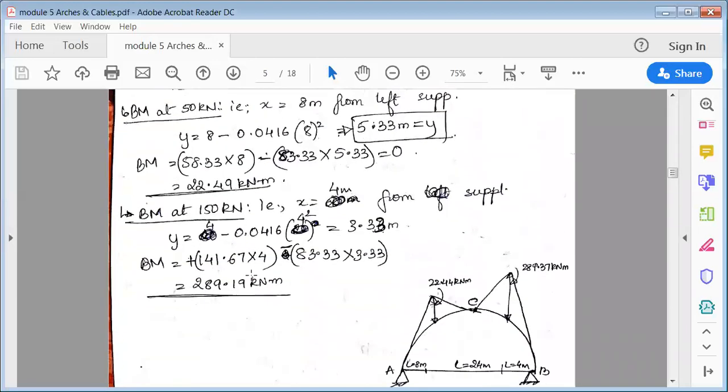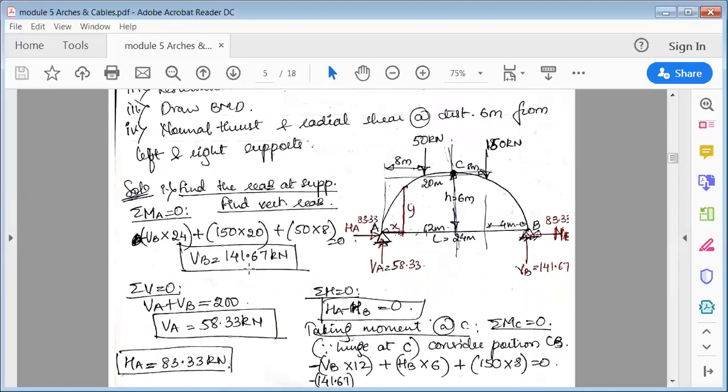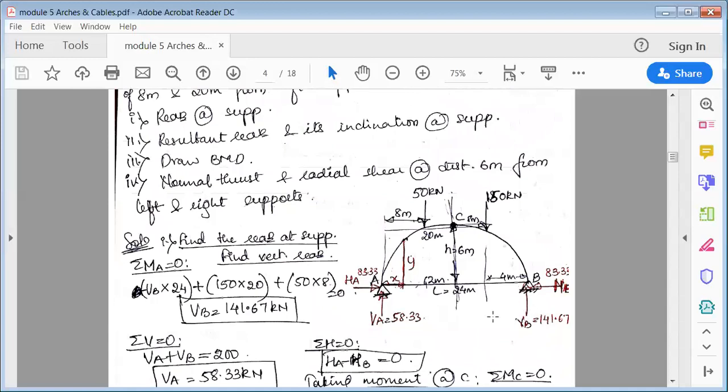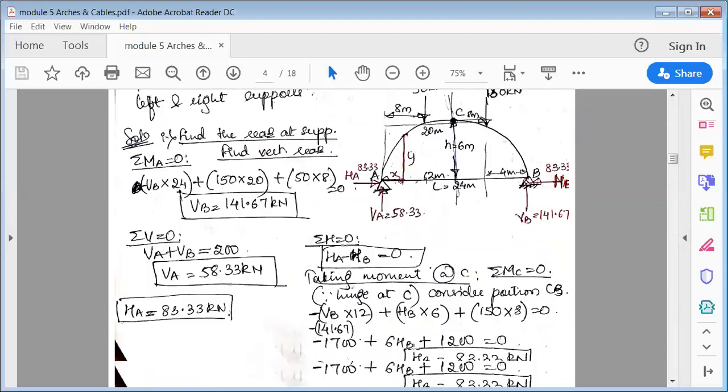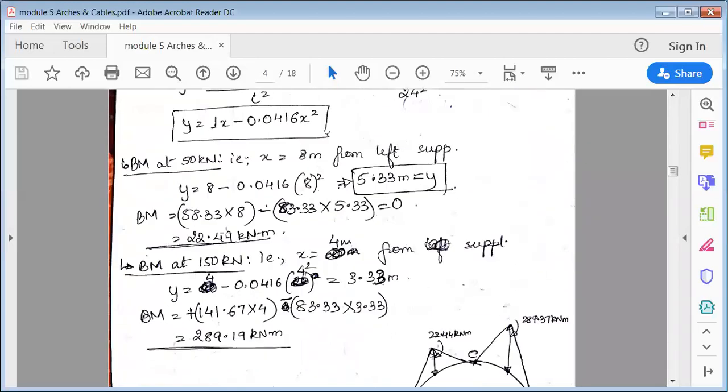Now again, find the bending moment. VB into 4, on the right side anti-clockwise is positive. Then minus HB into this side, that is 3.33. So now we have found the bending moment at 150 kilonewton and 50 kilonewton.